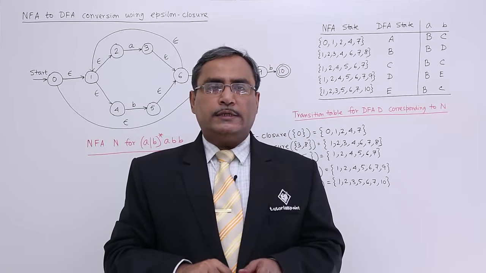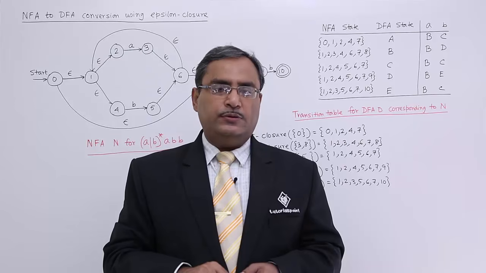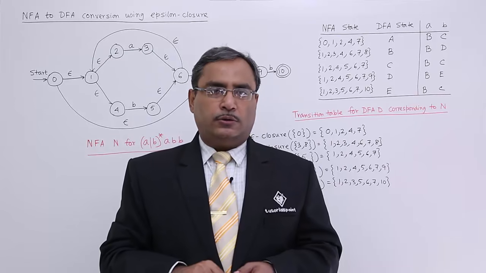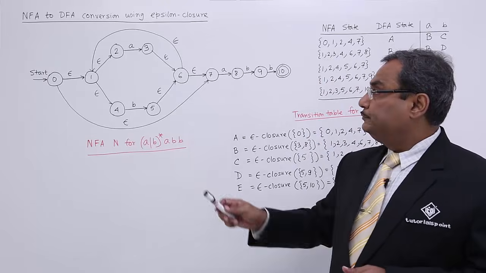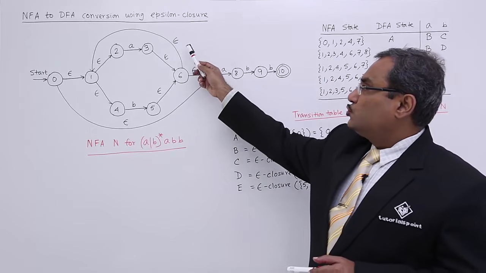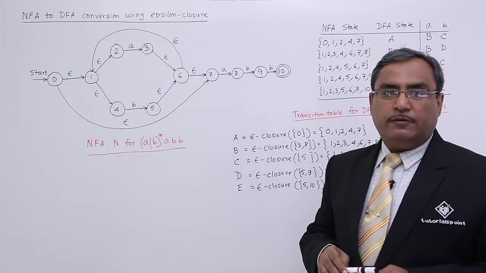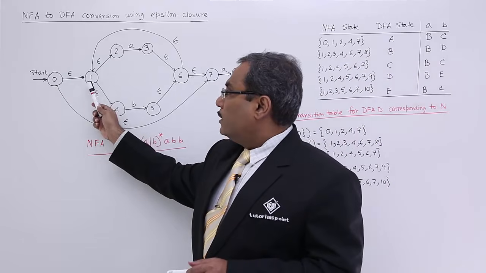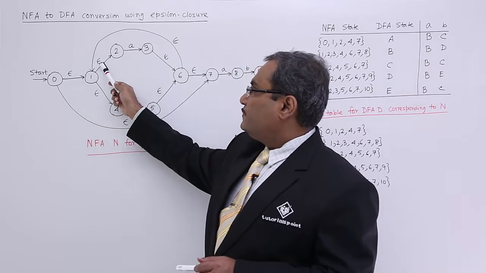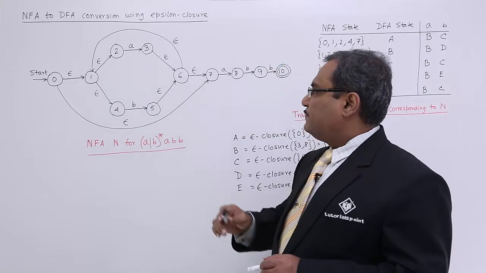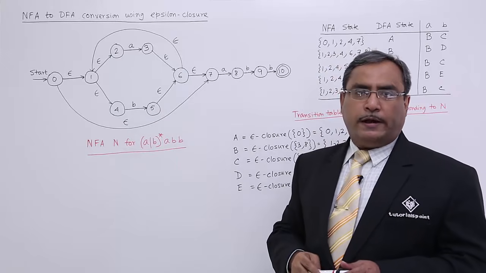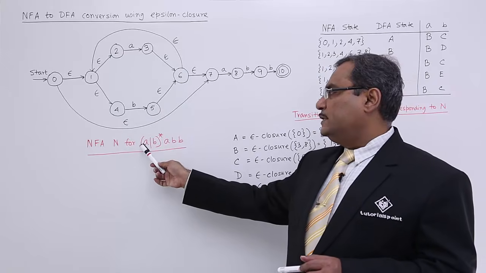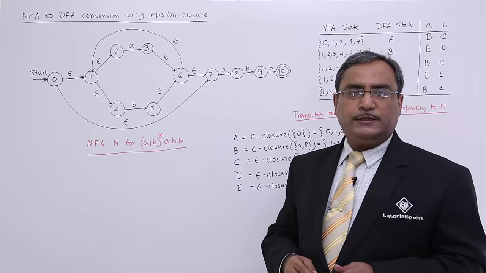In this session, we are discussing how to convert NFA to DFA using epsilon closure. Let us suppose this is a particular NFA given. This NFA has so many epsilon transitions: from 0 to 1 epsilon transition, from 1 to 2 epsilon transitions, and so many more. And this particular non-deterministic finite automata recognizes this particular regular expression.